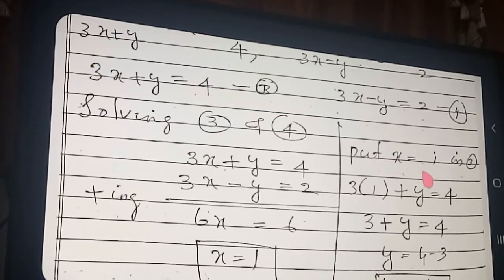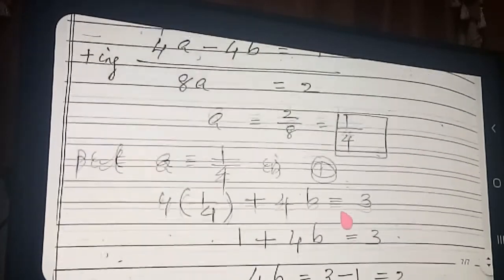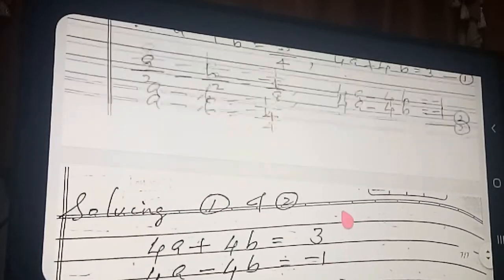Put x is equal to 1 in equation number 3. Therefore you get the value of y. 3 into 1 plus y is equal to 4. So 3 plus y is equal to 4. Therefore y is equal to 4 minus 3. Therefore you got the value of y is equal to 1. x you got 1 and y also you got as 1. Clear? Go through the sums properly once more.